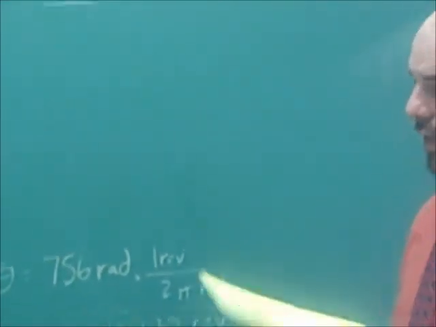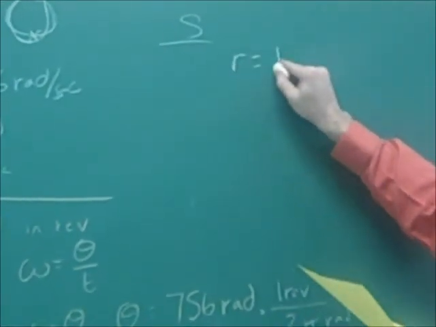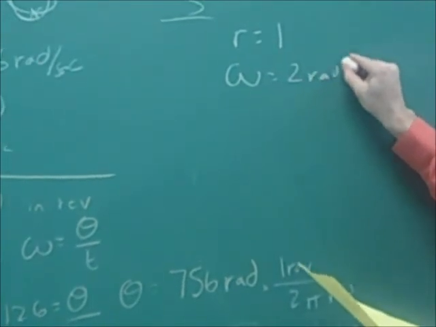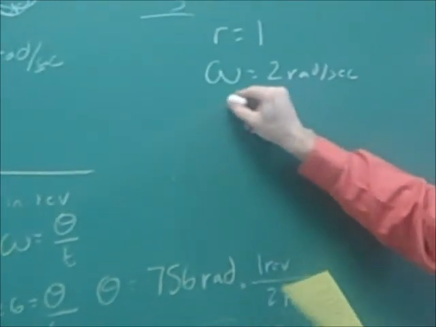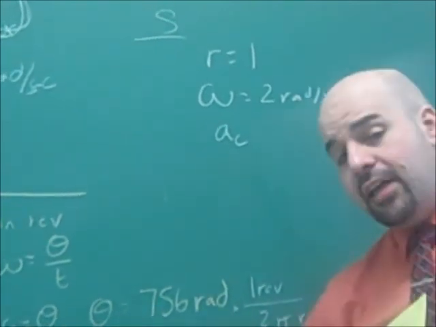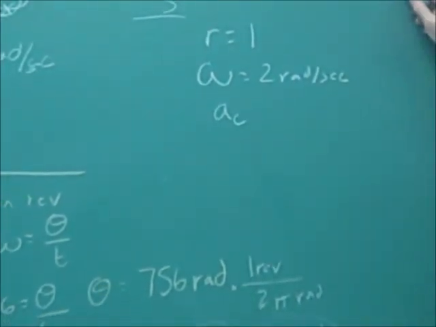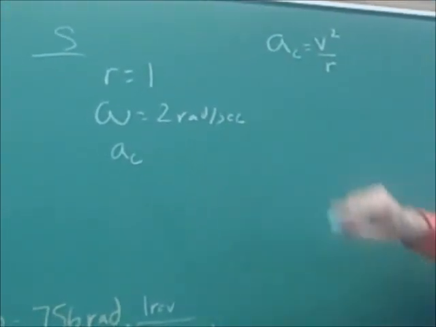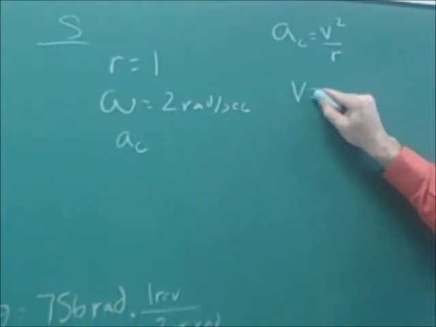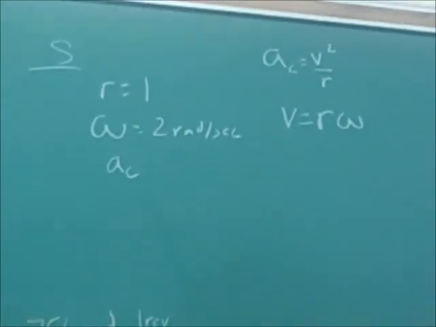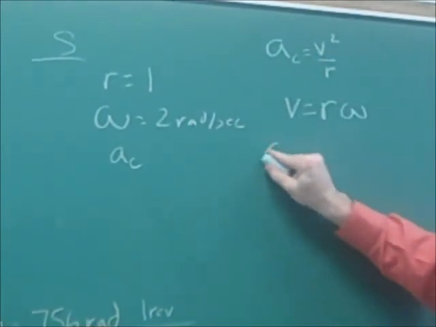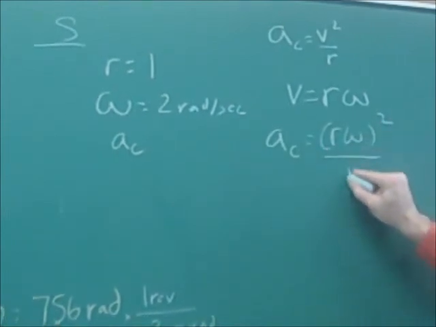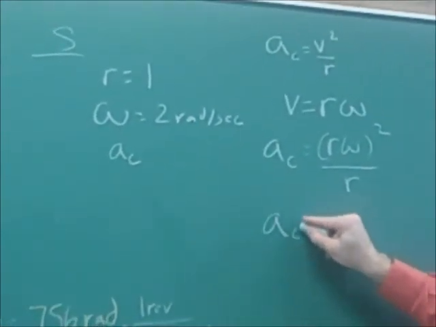A flywheel, I don't know what that is actually, of radius 1 is spinning at a constant angular speed of 2 radians per second. Find the centripetal acceleration. As I taught you in class, centripetal acceleration is v squared over r. And I also taught you that velocity is radius times the angular velocity. I'm going to plug this in for v. We derived this in class, so it's good to have on video anyway.